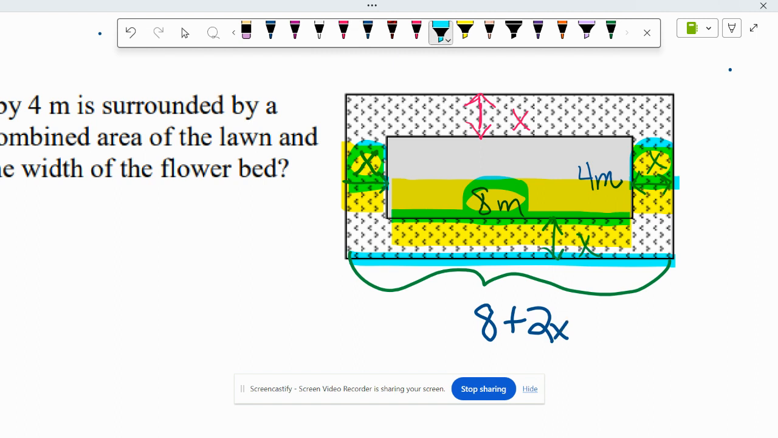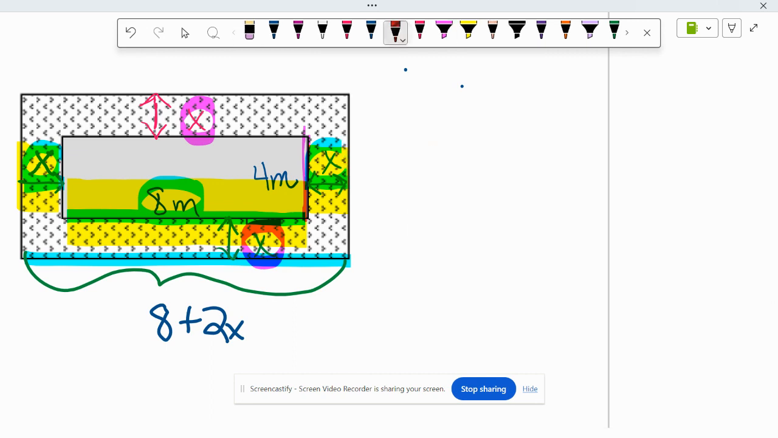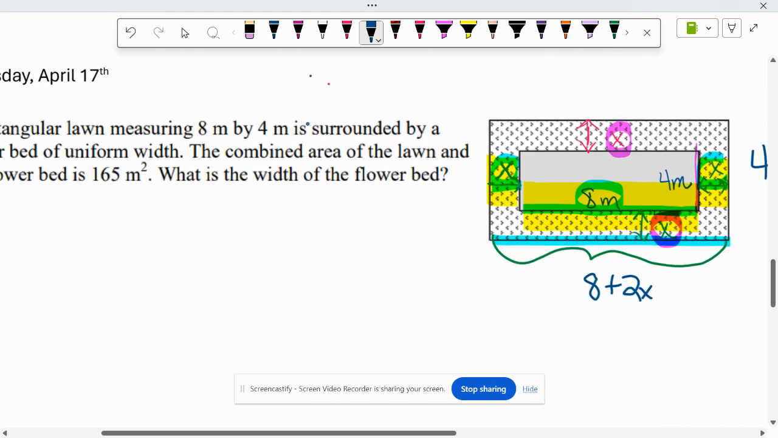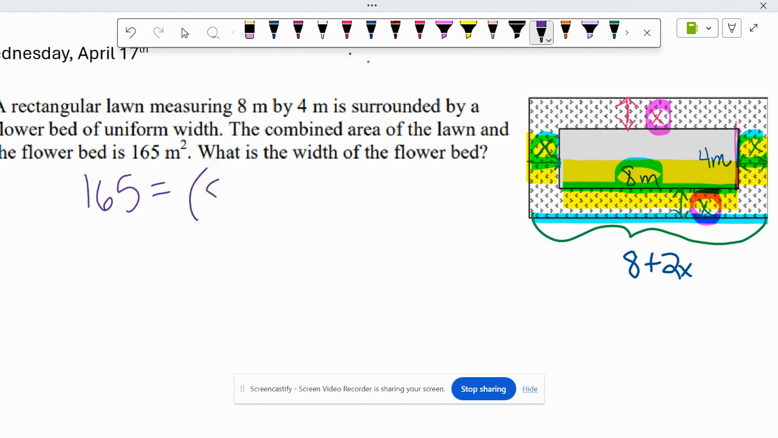Now let's look at your width. Your width started as 4, right? But you added something to it. What did you add on both sides? 2x. So your width is 4 plus 2x. Okay, what does it say about the area of the entire shape now? Yeah, it says that your whole new area is 165. So 165 equals your length, 8 plus 2x, times your width, 4 plus 2x.